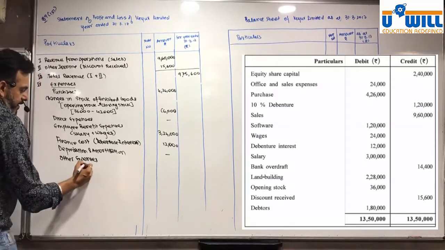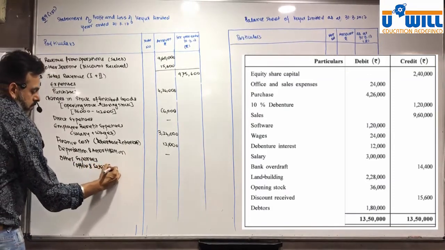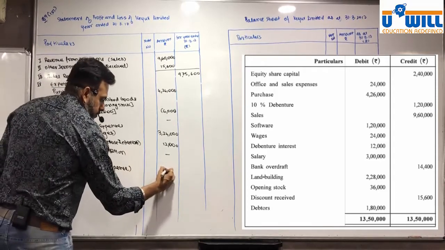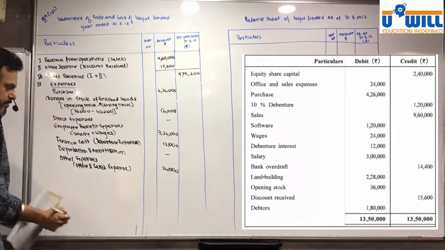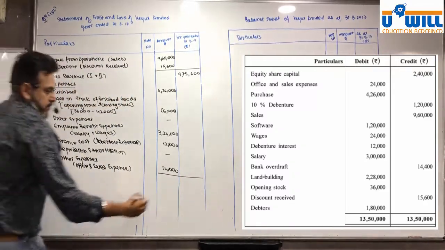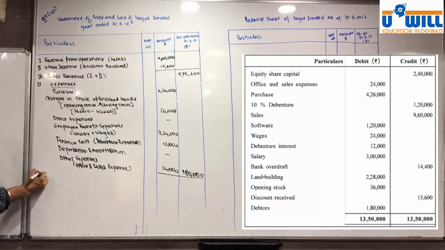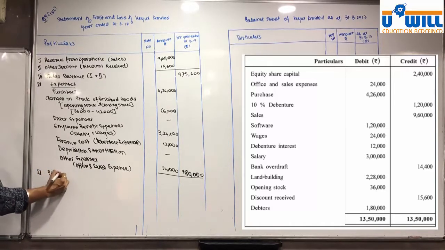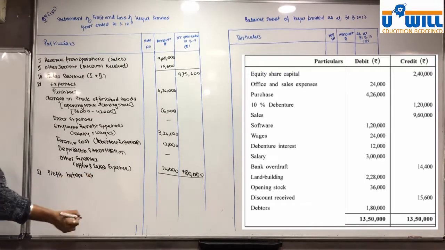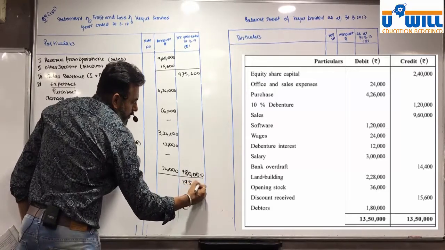Other expense. Office and sales expense, $24,000. That's it. Close, 7,80,000. Fifth, profit before tax, 1,95,600.